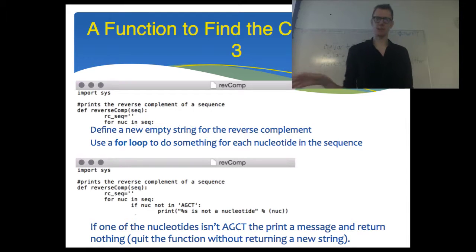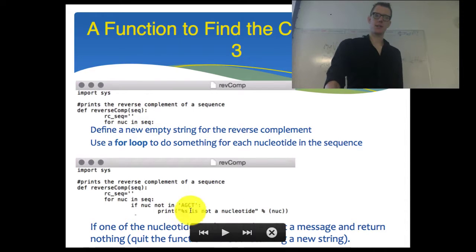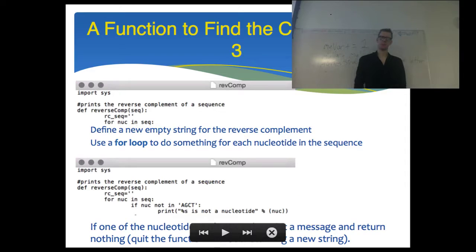Perhaps it came across an X or something. And in that case, colon, new line, indent even more, I'm going to print that whatever that nucleotide is, so I'm going to print that some string is not a nucleotide. And then I'm going to substitute in the nucleotide into that print statement. So print some string is not a nucleotide and substitute in nuke into that position. So it will then say X is not a nucleotide for this purpose.